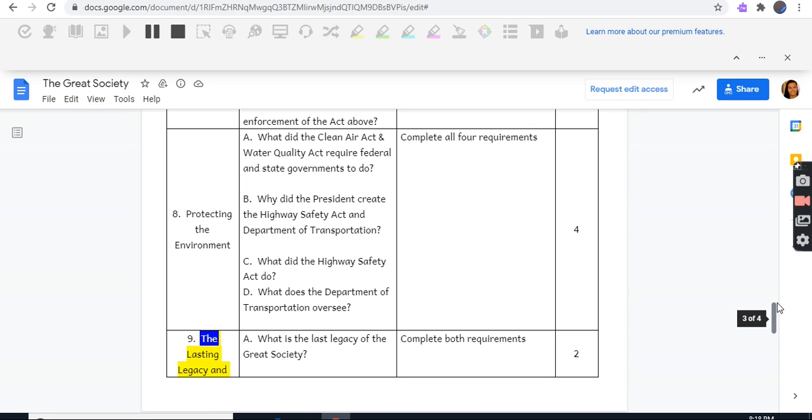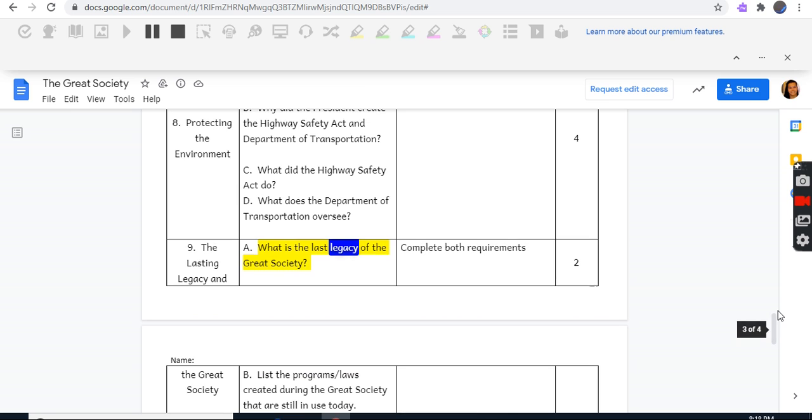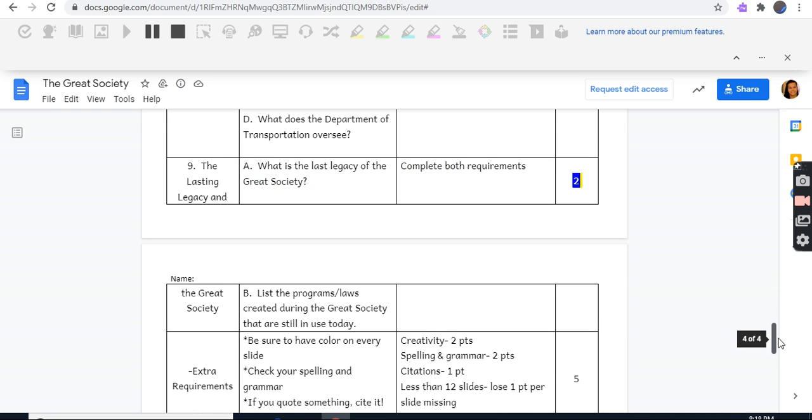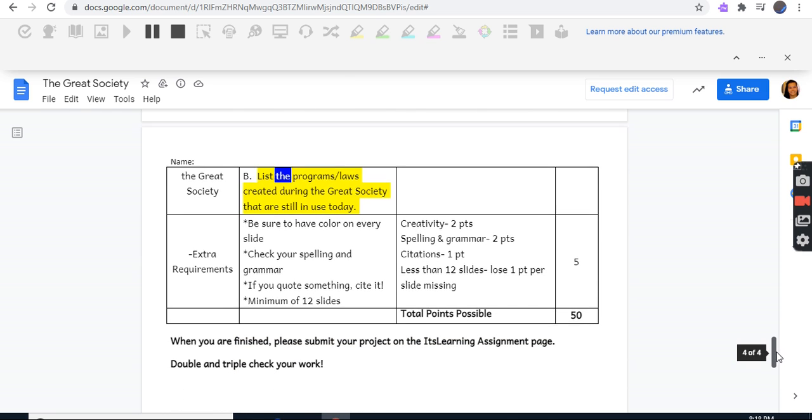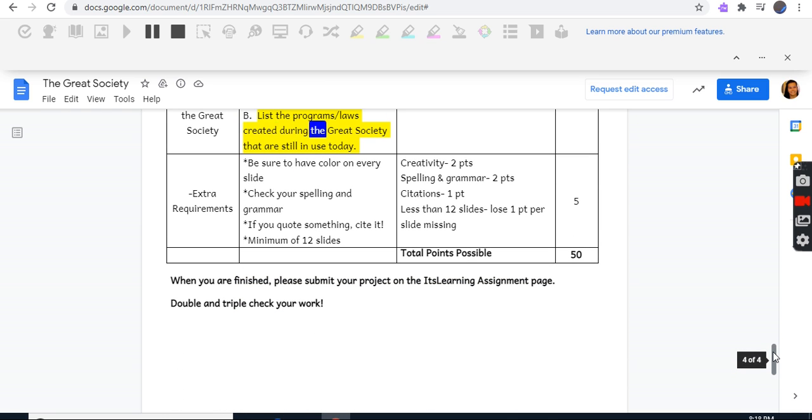9. The lasting legacy. A. What is the lasting legacy of the Great Society? B. List the programs and laws created during the Great Society that are still in use today. Complete both requirements.